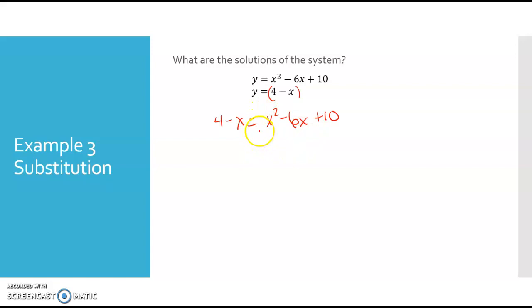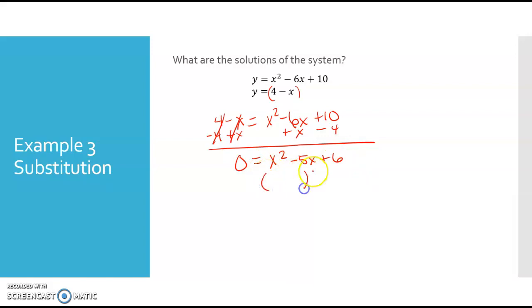Now, in order to solve, I have to have my quadratic equal to 0. So I'm going to have to move this 4 minus x to the other side. I'm going to subtract 4 and add x. So add the x to the 6x and subtract the 4 from the 10. This side becomes 0, and we have x squared minus 5x plus 6. From here, we can use any of our methods to solve, but with how small they are, we can easily factor.